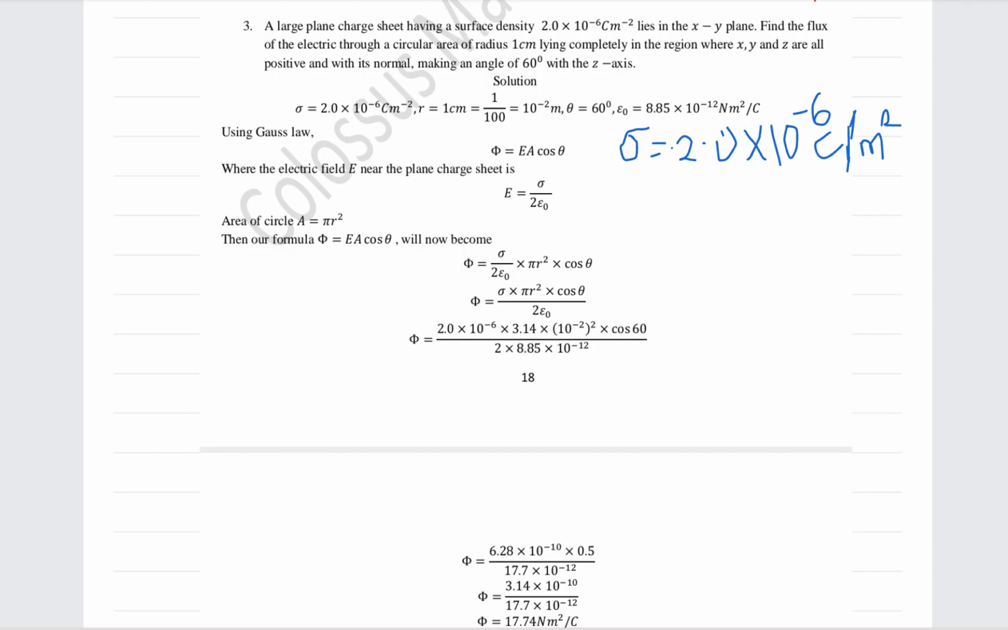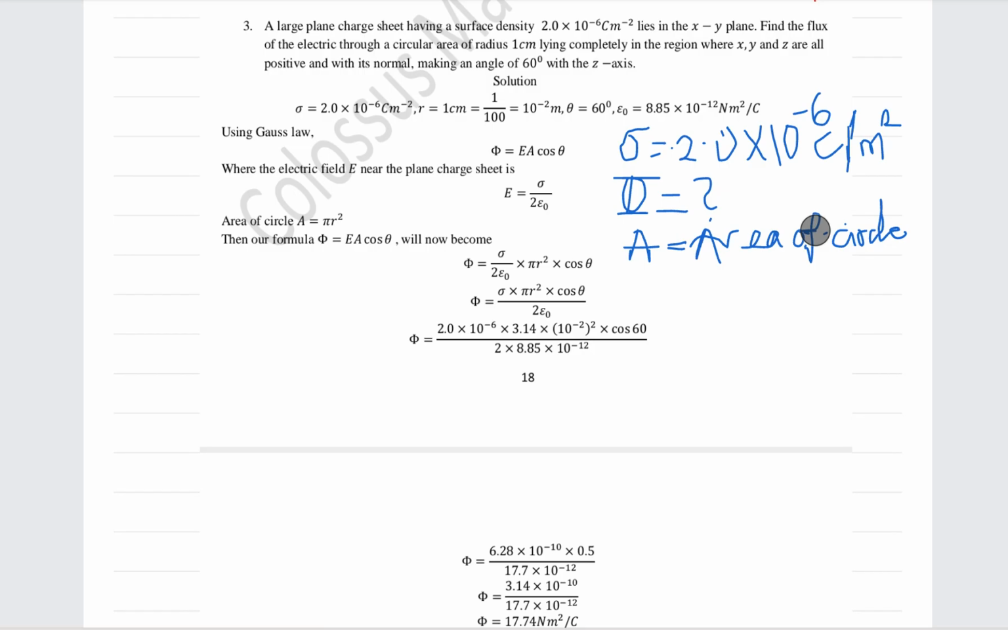It lies in the xy plane. Find the flux. So we want to find phi of the electric field through a circular. So here they are saying through a circular. So this is what we are looking for. Our A is the area of a circle.